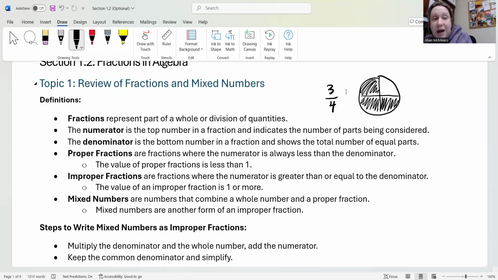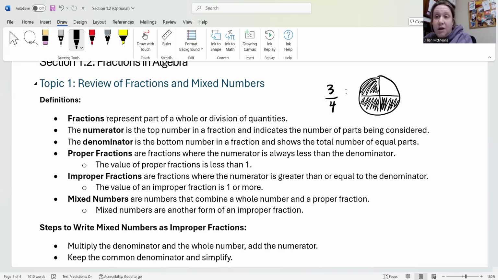Next, we have proper fractions. So there are different types of fractions. So proper fractions are fractions where the numerator is always less than the denominator. These fractions have a value of less than 1. So any proper fraction, the numerator, the top number, is less than the denominator, and it's less than 1 whole. So if you look at this 3/4, the numerator is less than the denominator. And if I look at the picture that I drew, I have colored in less than the whole picture. So that means it's less than 1 whole. So it has a numerical value less than 1.